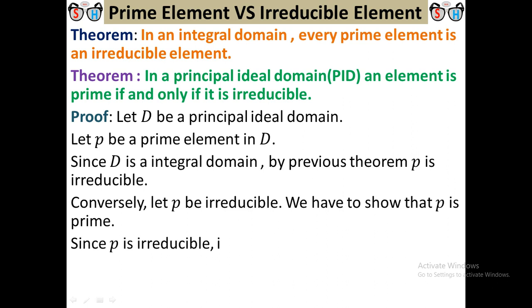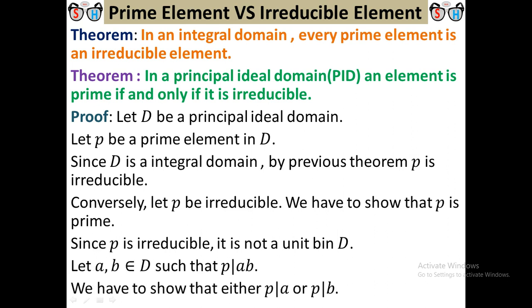Since P is an irreducible element, it is not a unit in D. This follows from the definition of irreducible element. So the first condition for a prime element is obviously satisfied. P is not a unit in D. Now we take A, B in D, two elements in such a way that P divides AB. So you have to prove that P divides A or P divides B. We have to show that either P divides A or P divides B.